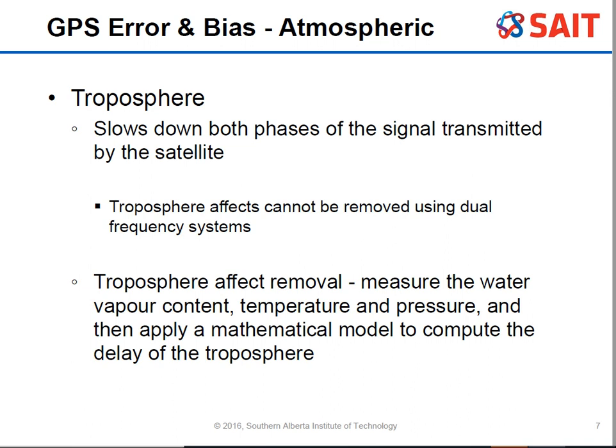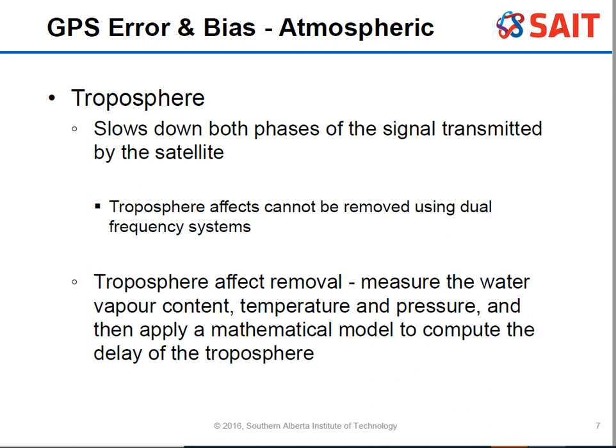The other one is the troposphere. This slows down the phase of the signal, which is just the wave component, the part in the imaginary part if you want to think of it in terms of electrical engineering. It's really where the wave peaks and the valleys of that wave, and that gets slowed down.